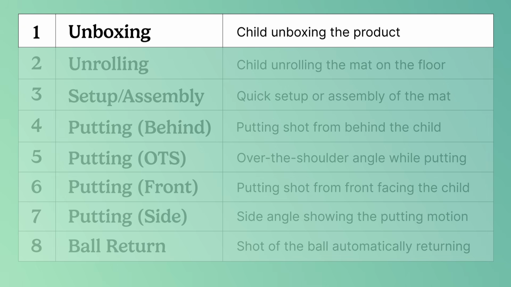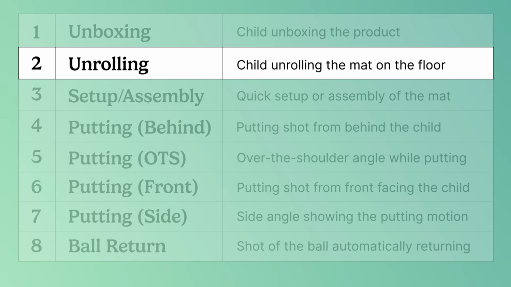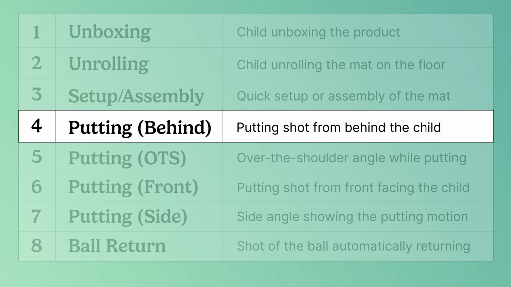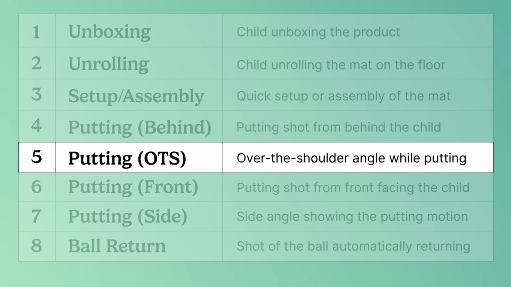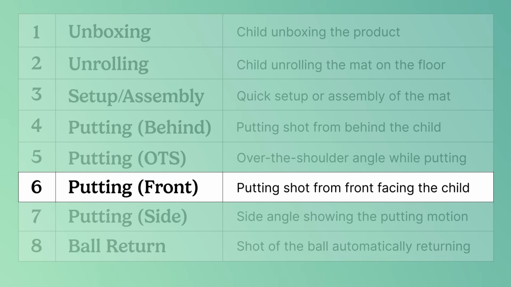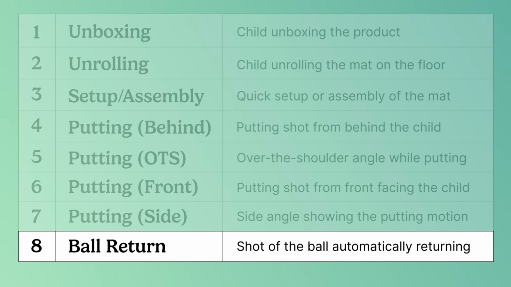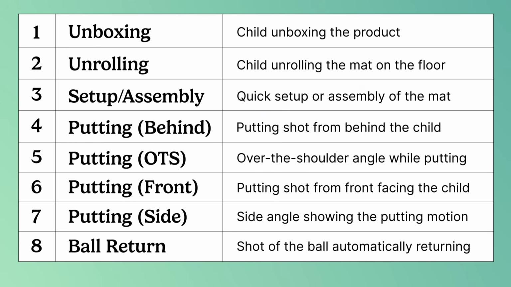We've got one shot of the child unboxing or unwrapping the product. We have another shot of the child unrolling the mat. We have another shot of a quick setup or assembly of the putting mat. We have a shot of them using the putting mat directly from behind, one over the shoulder when they're putting, one from the front putting, and one from the side putting, and then finally a shot of the ball being automatically returned. So these are all of the shots that I want to use as B-roll, and they're going to go over the top of the creator's voiceover.